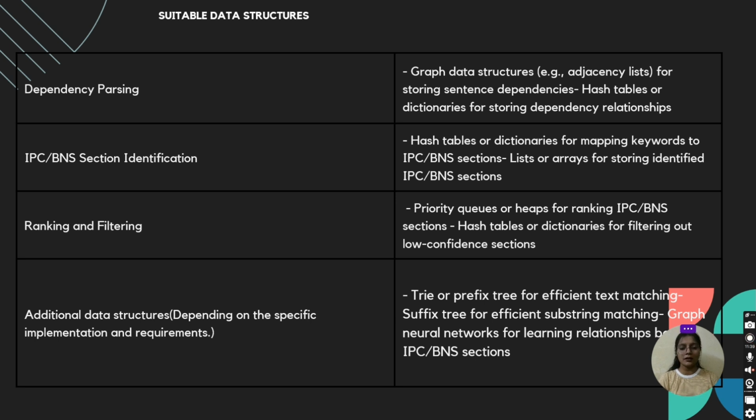For ranking and filtering, we use priority queues or heaps. And additional data structures are also used, like trie or prefix tree for efficient text matching, suffix tree for efficient substring matching, and graph neural network for learning relationships based on IPC and BNS sections.